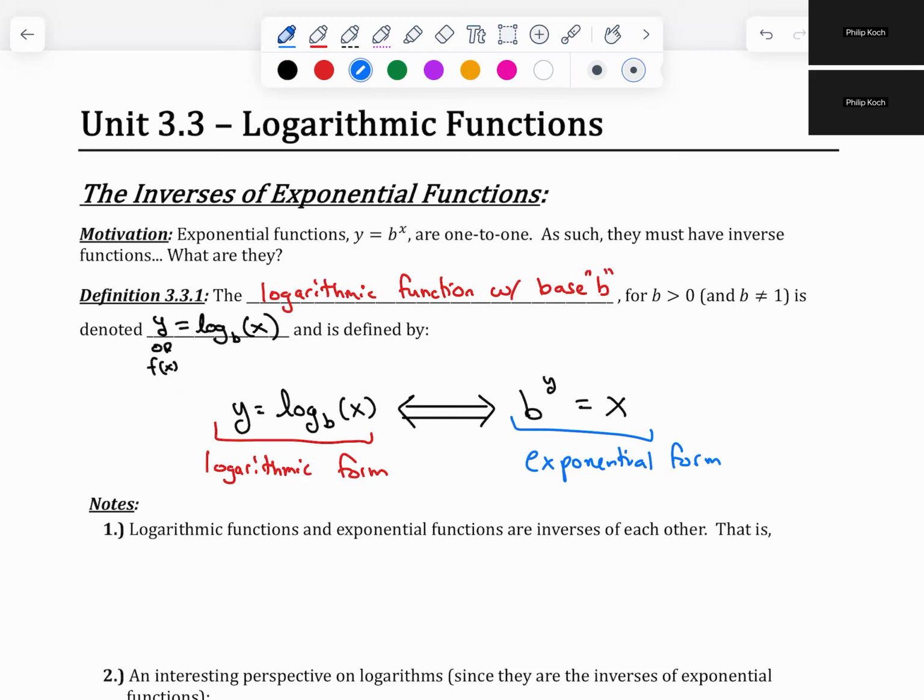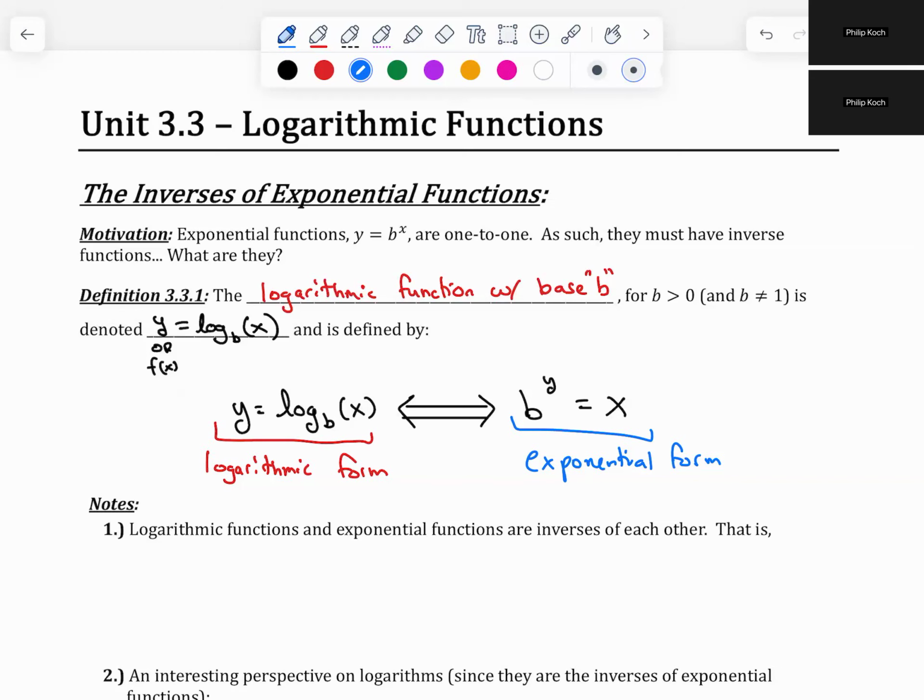So the cool thing here then is that any equation we can write, we can sometimes write in exponential form, which means we can convert it backwards and forwards between logarithmic and exponential form. So a couple notes about logarithms. The first thing is that logarithmic functions and exponential functions are inverses of each other. And so that means they cancel each other out, like when you multiply 2 and 1/2, they cancel each other out.